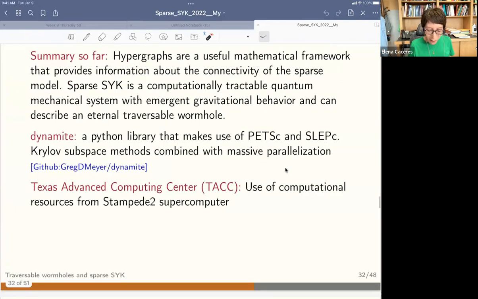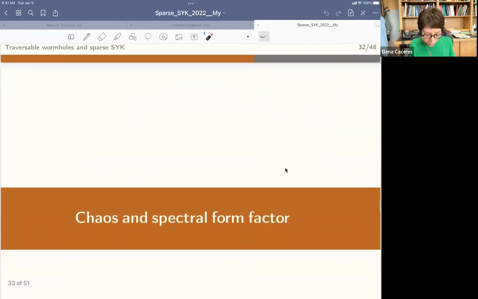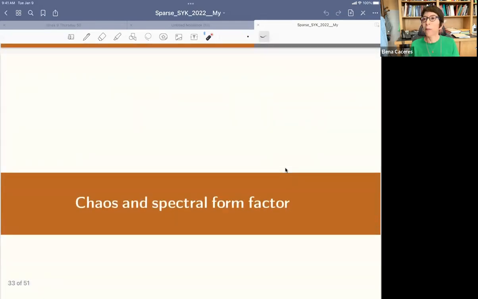So this is all about trying to check that the sparse model has the properties that it should, and see the traversable wormhole and things that were already discovered in the SYK, right? And see for what K we can see that. Now I want to show you something that people could not calculate in the SYK because it was too computationally expensive, but that you can do in the sparse model. And for that, we have to talk about chaos and the spectral form factor.